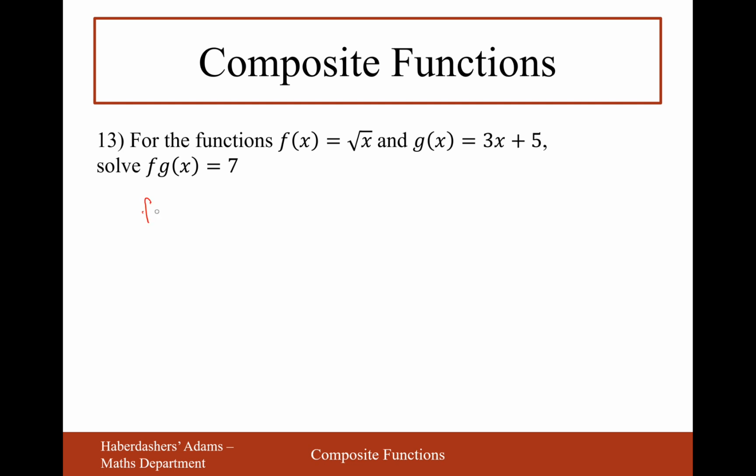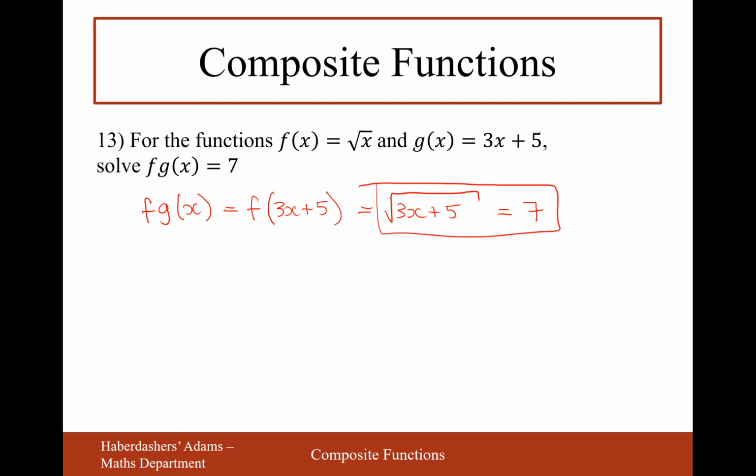Okay, so first thing I need to do is make the function. So f(g) of x equals, I'll leave the f alone at the start. Then I'll put in the g function, which is 3x plus 5. And then I'll put this 3x plus 5 into the f function. So 3x plus 5 goes in as x, so it's going to be the square root of 3x plus 5. And this thing equals 7, because I'm told that it equals 7. So now I have my equation.